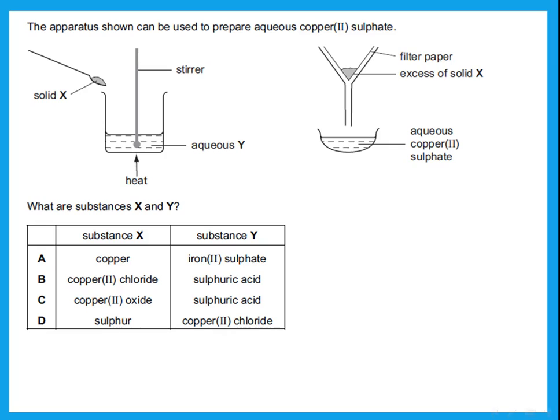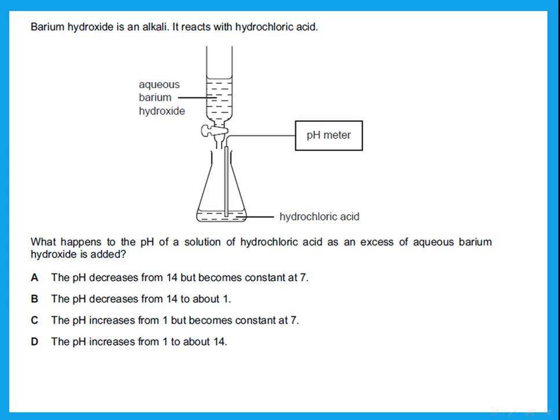The apparatus shown can be used to prepare aqueous copper sulfate. So what is he doing? He's trying to make copper sulfate. Now he can make copper sulfate from reaction of what with what? The solid X, if it is copper, we cannot use copper and iron(II) sulfate. We need a base and an acid. So we're going to use copper oxide and sulfuric acid. We said copper oxide with sulfuric acid will make copper sulfate.